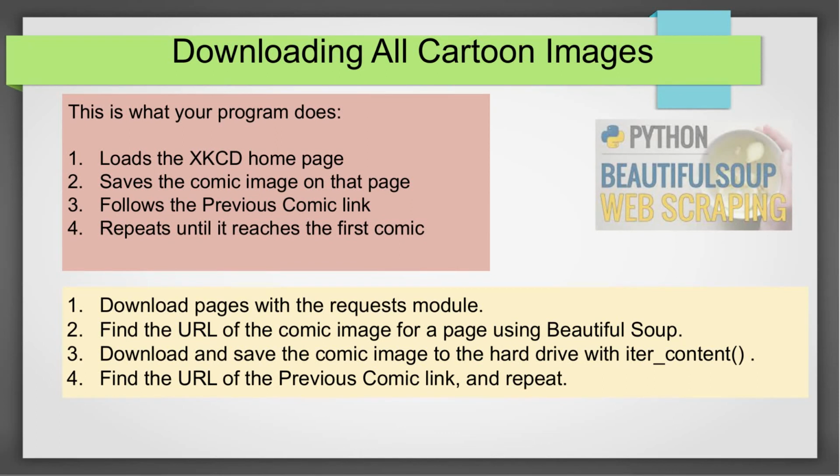It loads the XKCD home page, saves the comic image on that page, follows the previous comic link, and repeats until it reaches the first comic. This means your code will need to do the following: download pages with the requests module, find the URL of the comic image for a page using Beautiful Soup, download and save the comic image to the hard drive with iter_content, find the URL of the previous comic link, and repeat these steps.